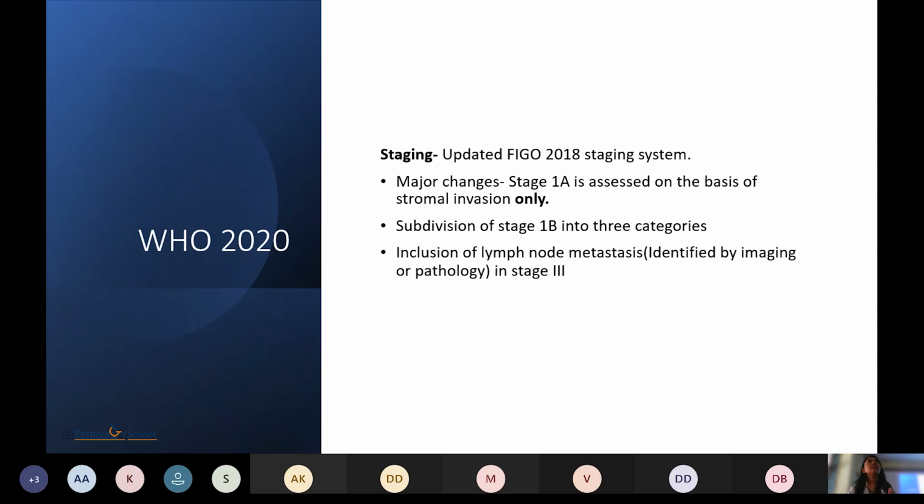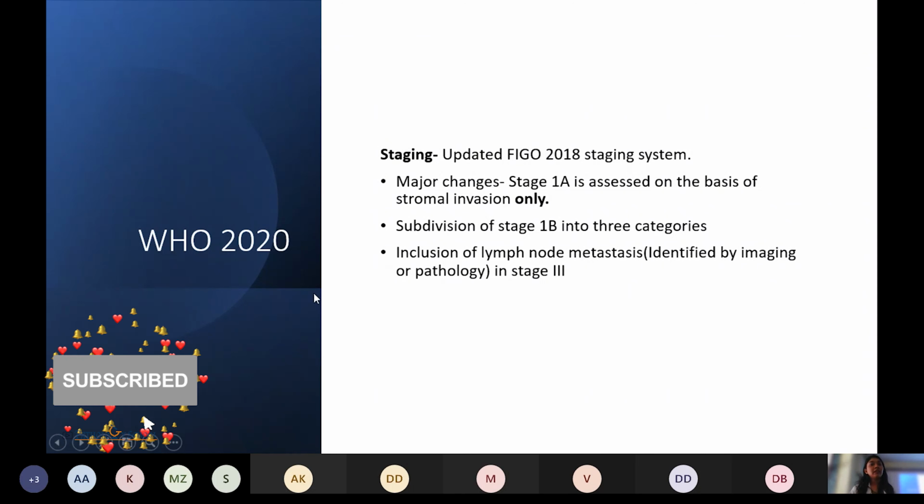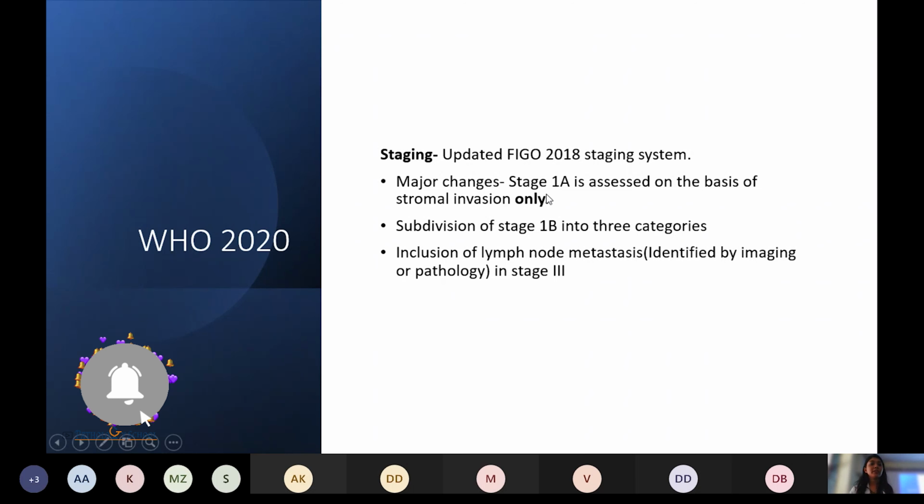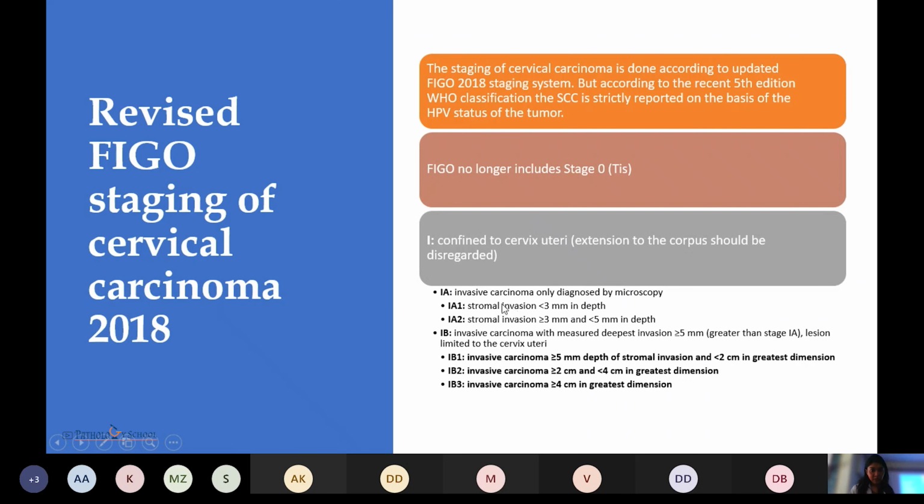Further on staging, this 2020 WHO follows the upgraded 2018 staging system, that is the FIGO 2018 staging system. The major changes are seen in stage 1A. As we remember, the prior stage 1A was based on the depth of stromal invasion as well as the width that was 7 mm. But now the assessment is made only on the basis of stromal invasion, as it is mentioned over here, stromal invasion in 1A1 and 1A2.